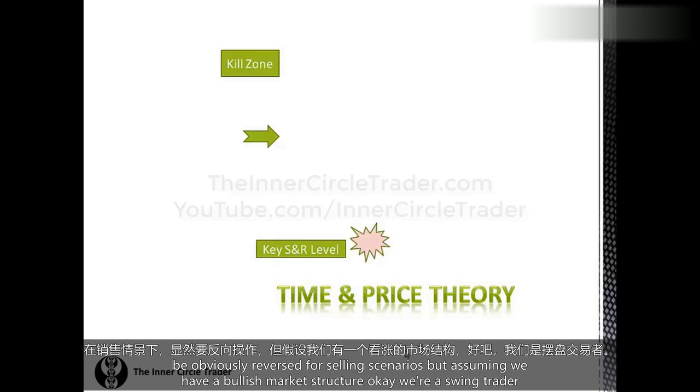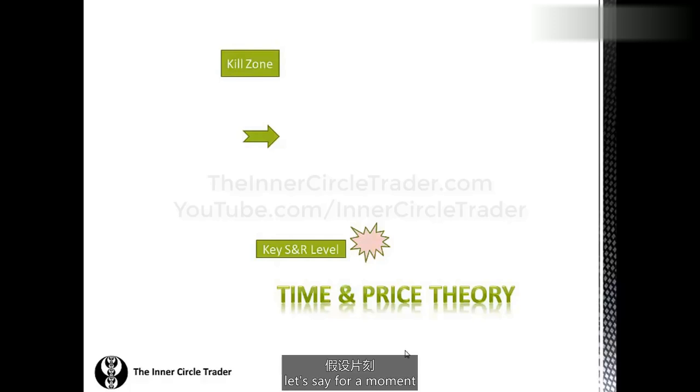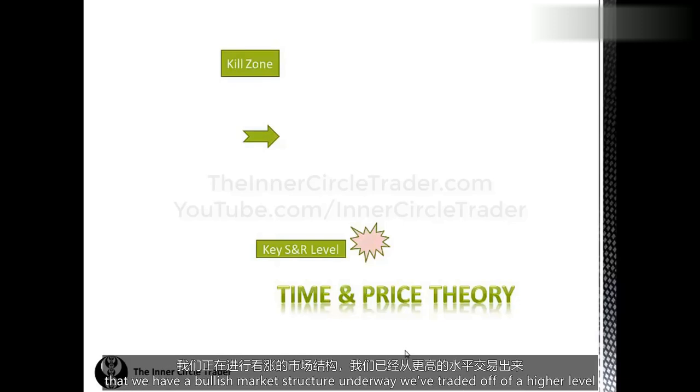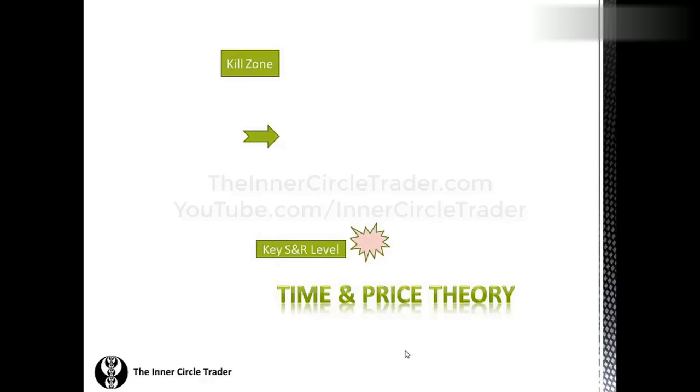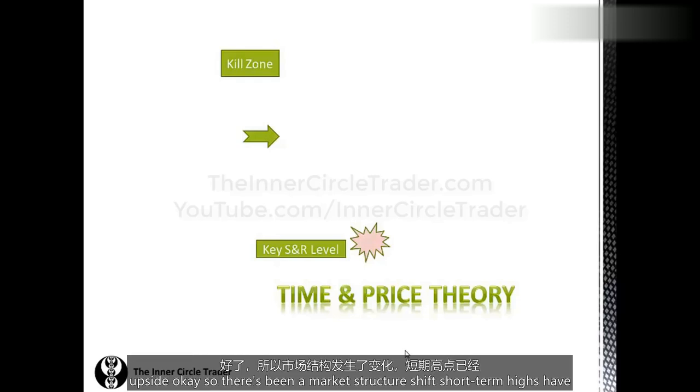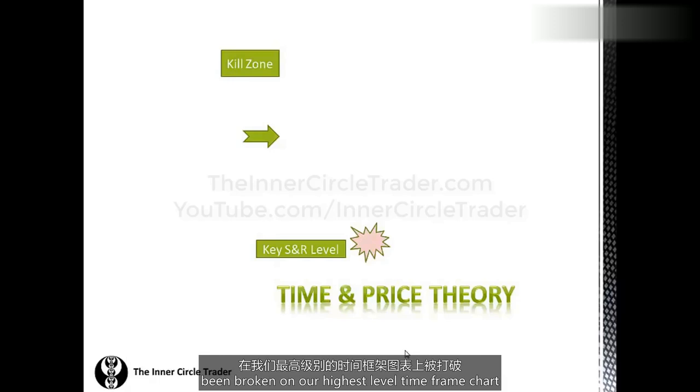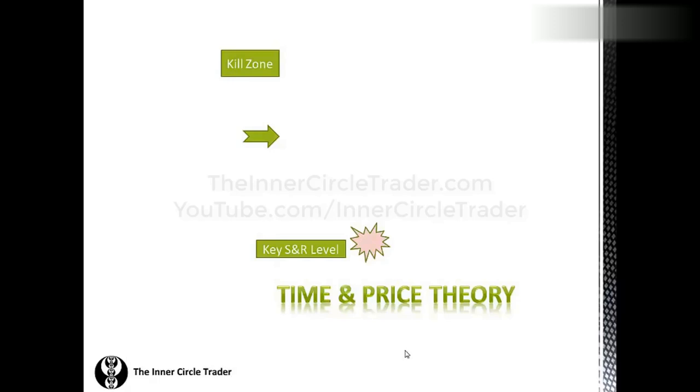But assuming we have a bullish market structure, okay, we're a swing trader. Let's say for a moment that our highest time frames suggest that we have a bullish market structure underway. We've traded off of a higher level support level, and price has given us a broken market structure to the upside. Okay, so there's been a market structure shift.